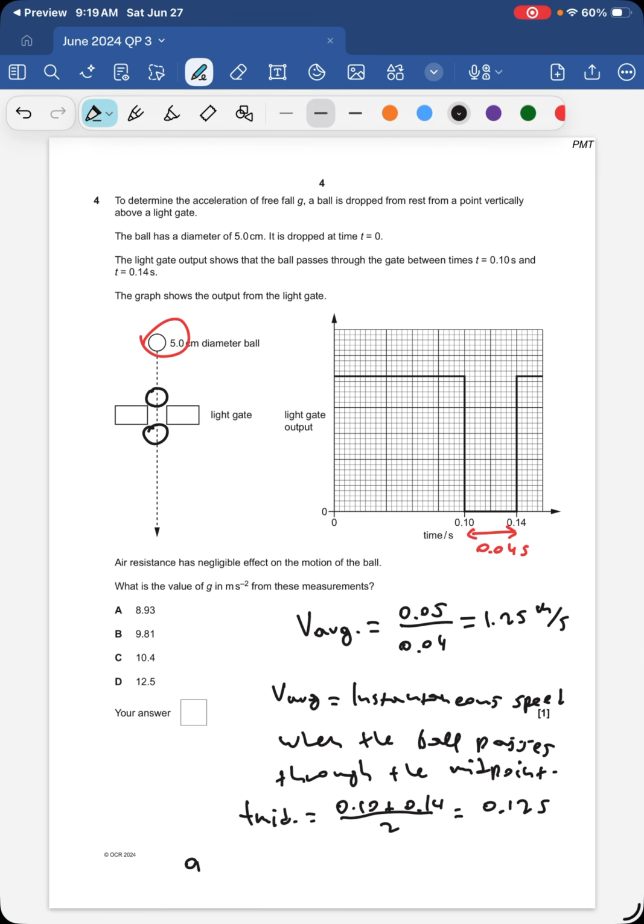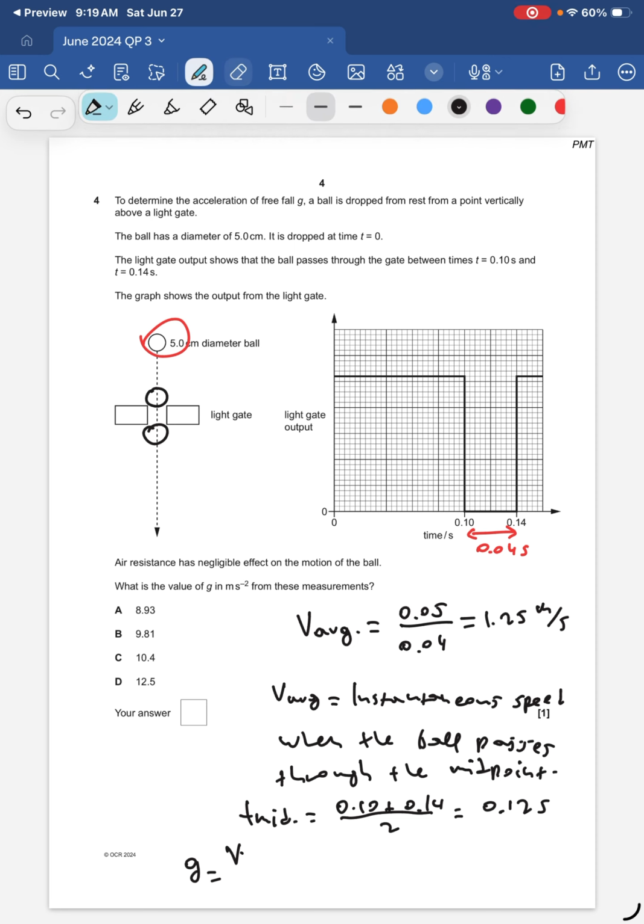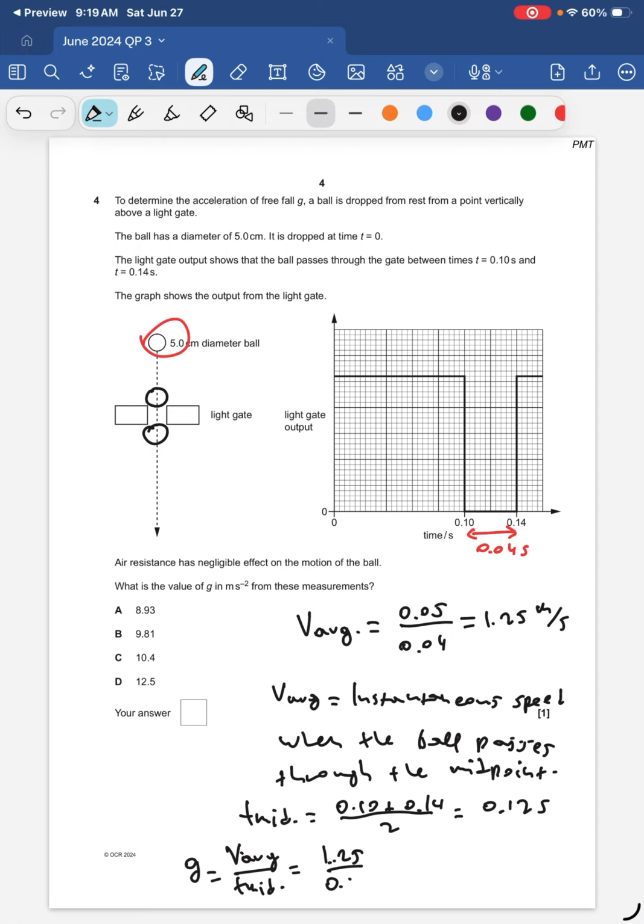So now g can be calculated using the instantaneous speed, which is also the average speed. So actually, let me write V average so I don't confuse you. So V average over this time at the midpoint: 1.25 over 0.12, which yields 10.4 meters per second squared, which is C.